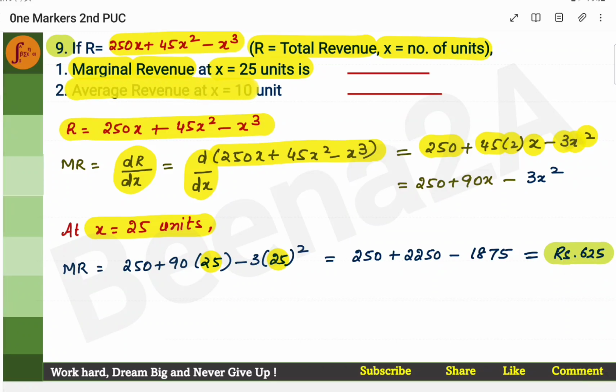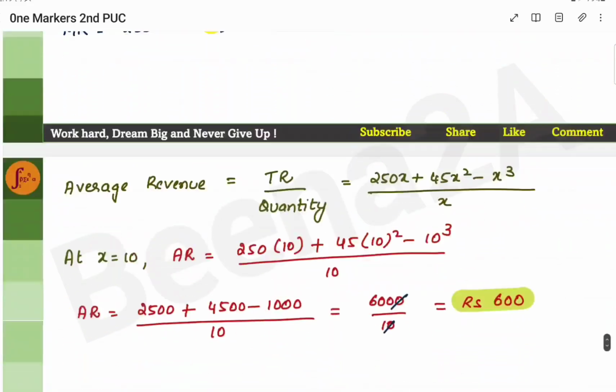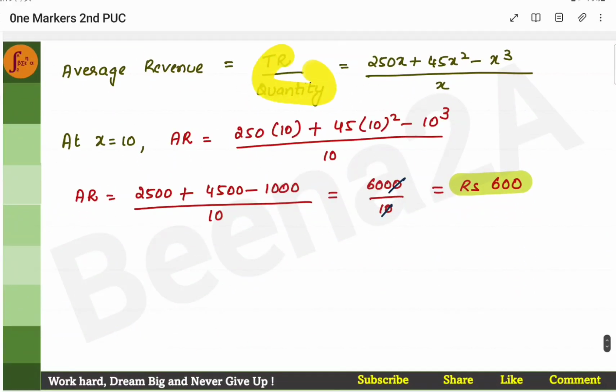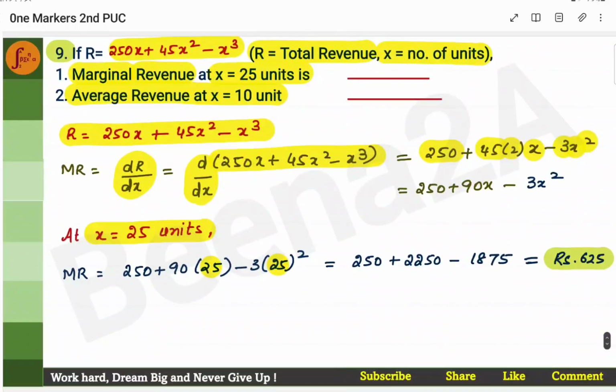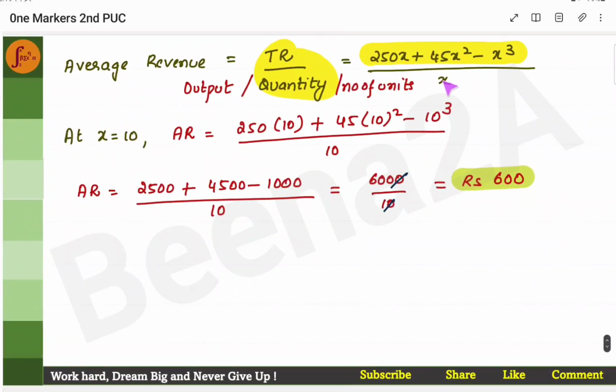Next one, you have to find average revenue when x is 10 units. What is the formula for average revenue? Total revenue by quantity. Quantity, number of units or output, all mean the same. So take the revenue function directly from the question and divide it by x. Then substitute x is equal to 10, because we need to find average revenue when x is equal to 10. We'll get the answer as rupees 600.